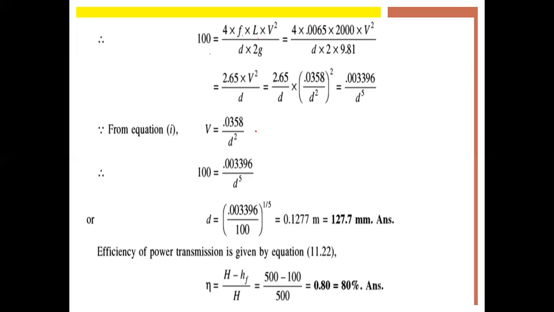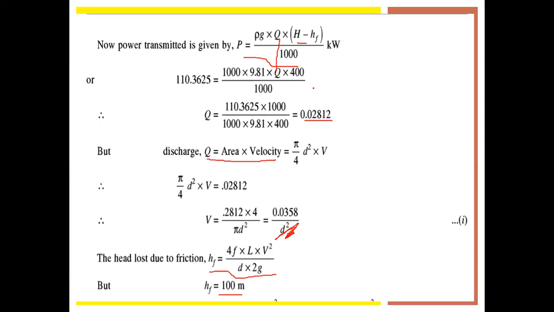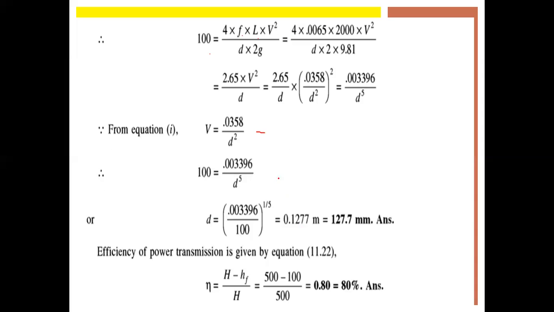From equation 1, V is equal to 0.3858 by D square. That is why I substituted it here from equation 1. So we got V equal to this value, and it is substituted at this point. Therefore, 100 is equal to 0.003396 divided by D to the power of 5.